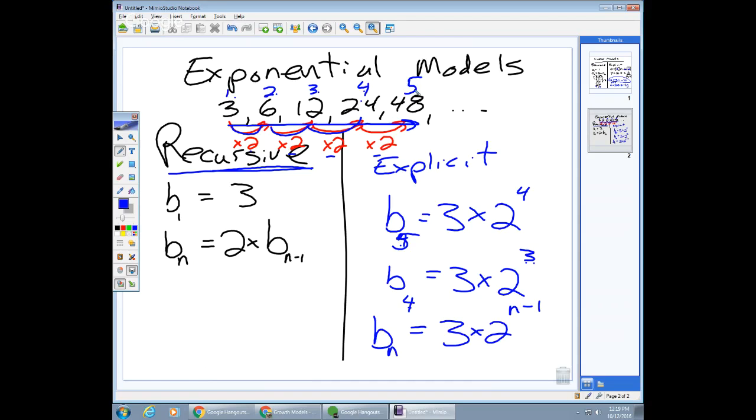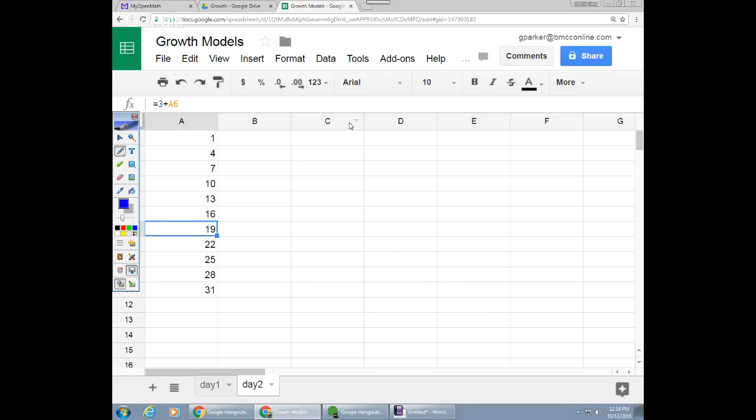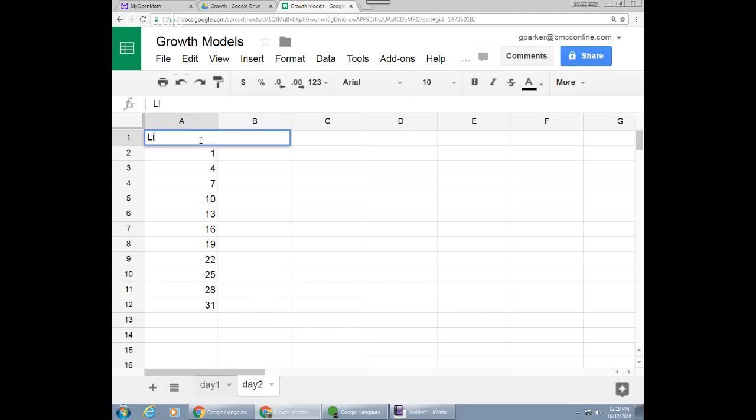So if I wanted to make the computer do this, I could either go recursively or explicitly. I'll do it both ways. Then we'll look at some story problems. So let's see, this was a linear one. Let's label it. Over here, I'm going to do an exponential, and first I'm going to do it recursively.